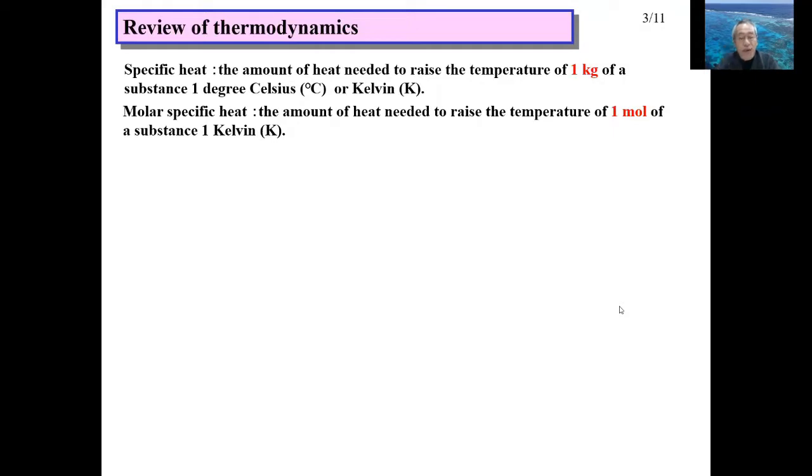In Lecture 4, the specific heat is defined as the amount of heat required to raise a 1 kilogram substance by 1 Kelvin or 1 degree of Celsius. This definition is well known. There is another definition of specific heat, that is the molar specific heat. The molar specific heat is the amount of heat required to raise 1 mole substance by 1 Kelvin. The molar specific heat will be explained after the explanation of moles.